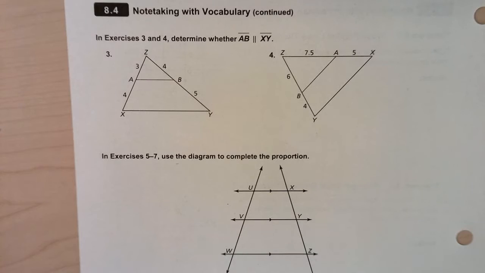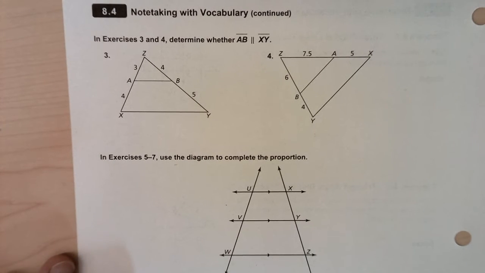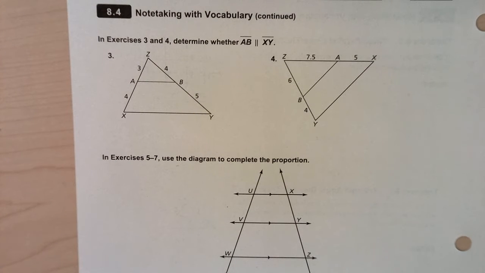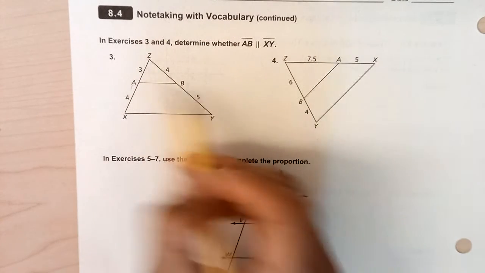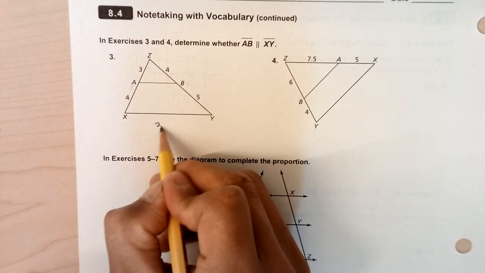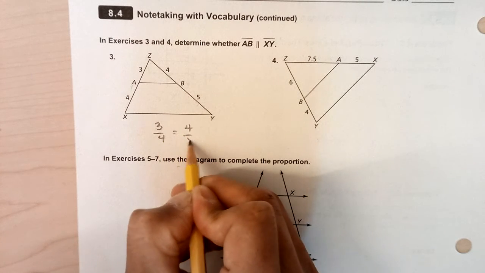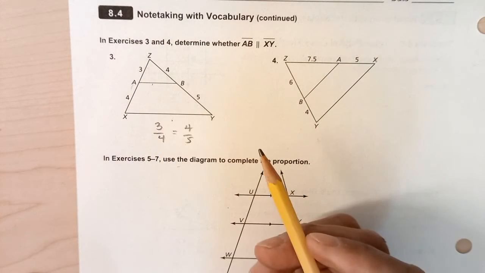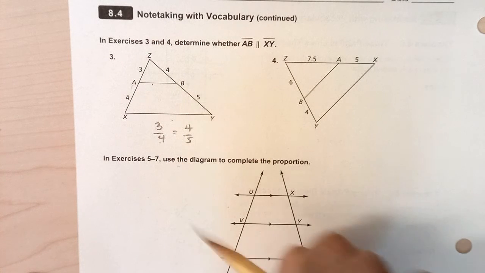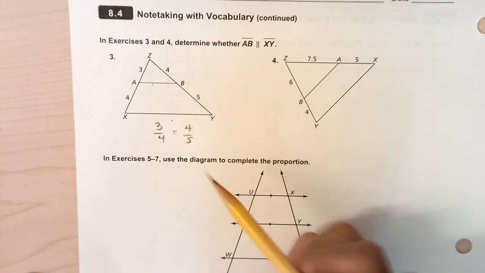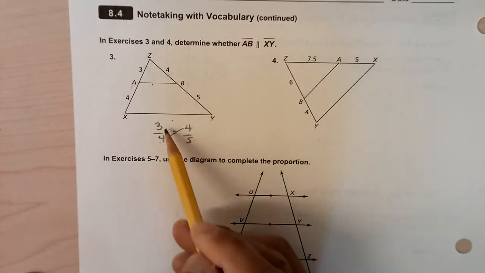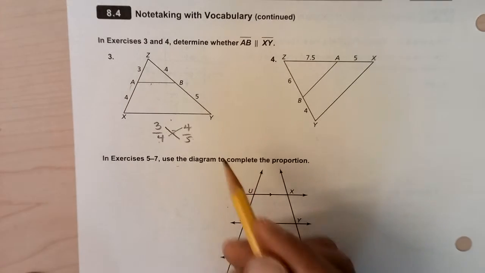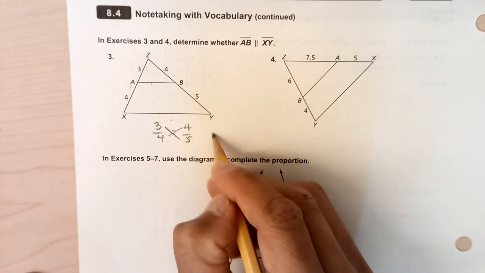You don't have to. For numbers 3 and 4, we want to determine if AB is parallel to XY. So really we should be applying the converse of the triangle proportionality theorem. If these sides are in proportion, then AB would be parallel to XY. So if 3 over 4 is equal to 4 over 5, then AB is parallel to XY. 3/4 is 0.75, 4/5 is 0.8. Even though those are close, they're not equal. Or another way you can check is 4 times 4, 16, equal to 3 times 5, 15? No. So those sides, AB and XY, are not parallel.